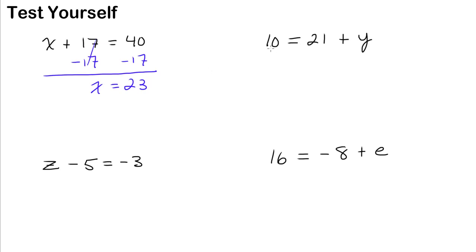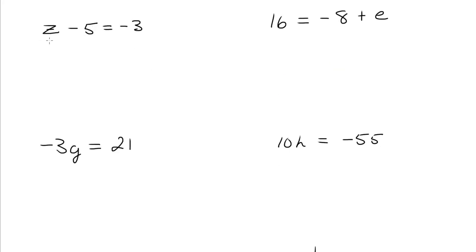Next question, 10 equals 21 plus y. In order to isolate y, I need to get rid of this 21. It is a positive 21 because there's no sign in front of it. So I need to subtract 21 from both sides. 21 minus 21 cancels out, leaving me with a y on the right-hand side. And 10 minus 21 is negative 11.